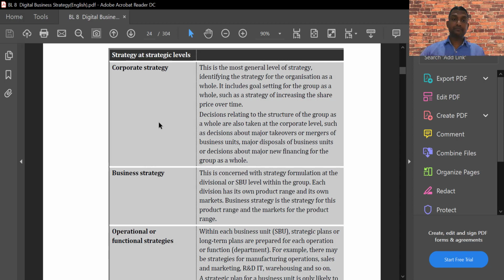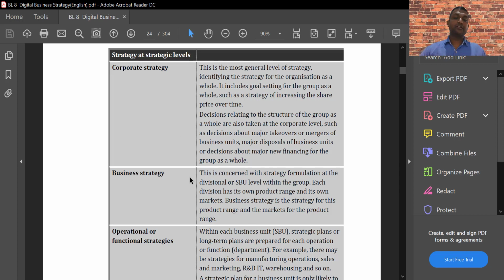In an organization, strategic decisions taken at the highest level are corporate level strategies. That can include decisions such as major takeovers, what the organization is planning to achieve in another 5 to 10 years, and how to expand the business. Those kinds of long-term strategic decisions we consider in the corporate strategy category.